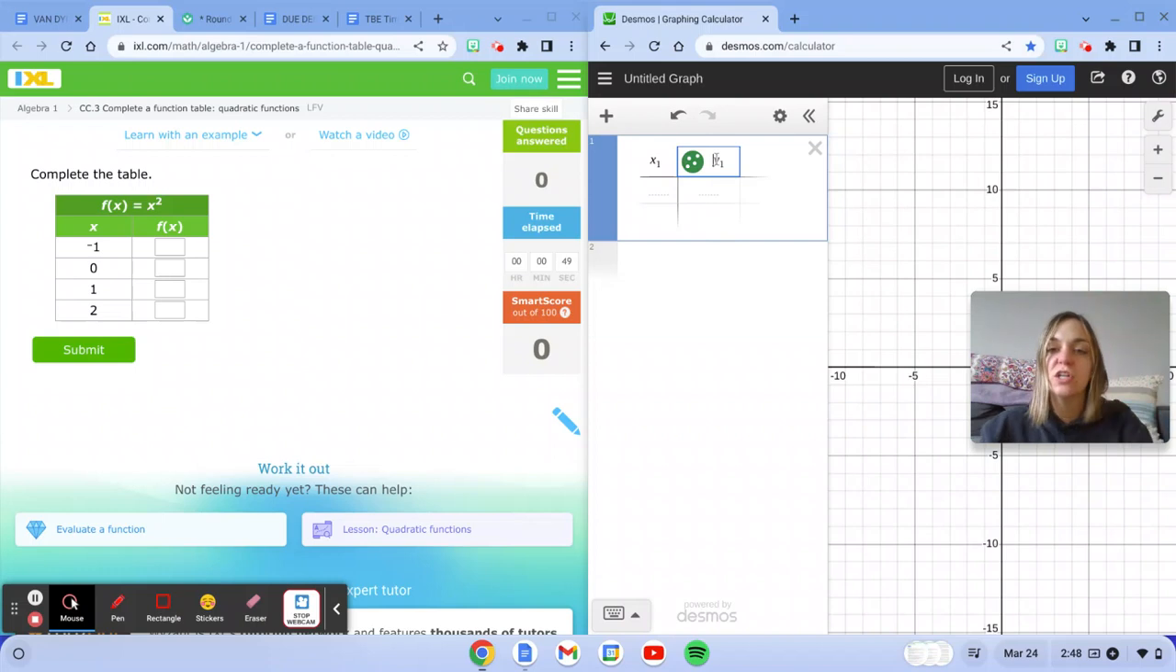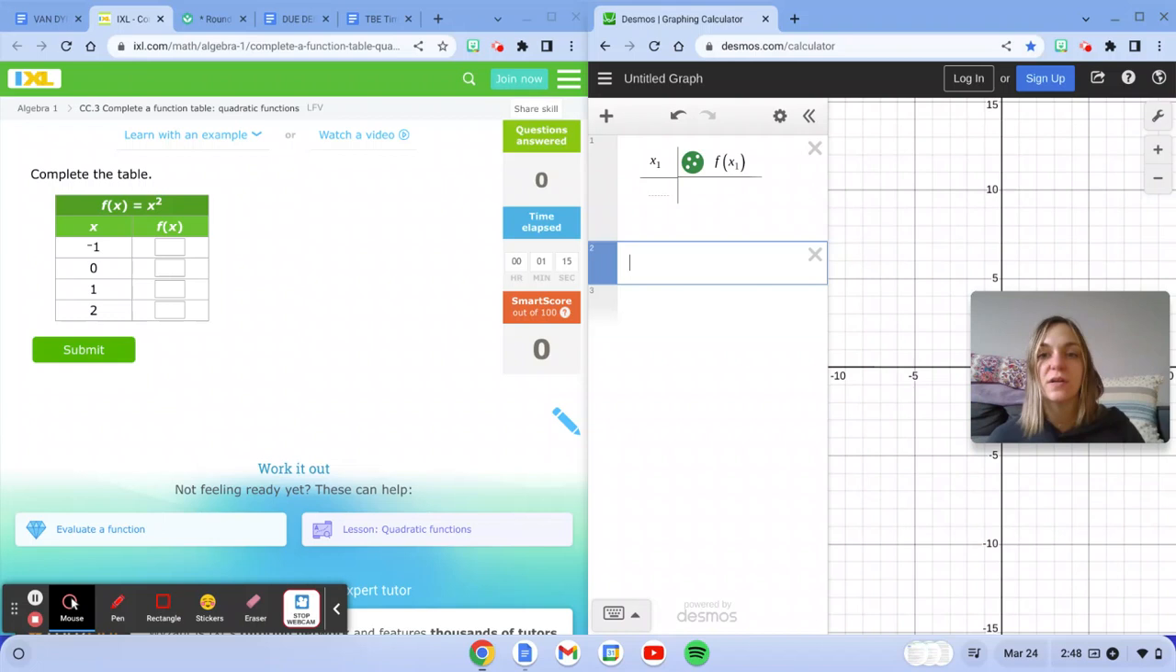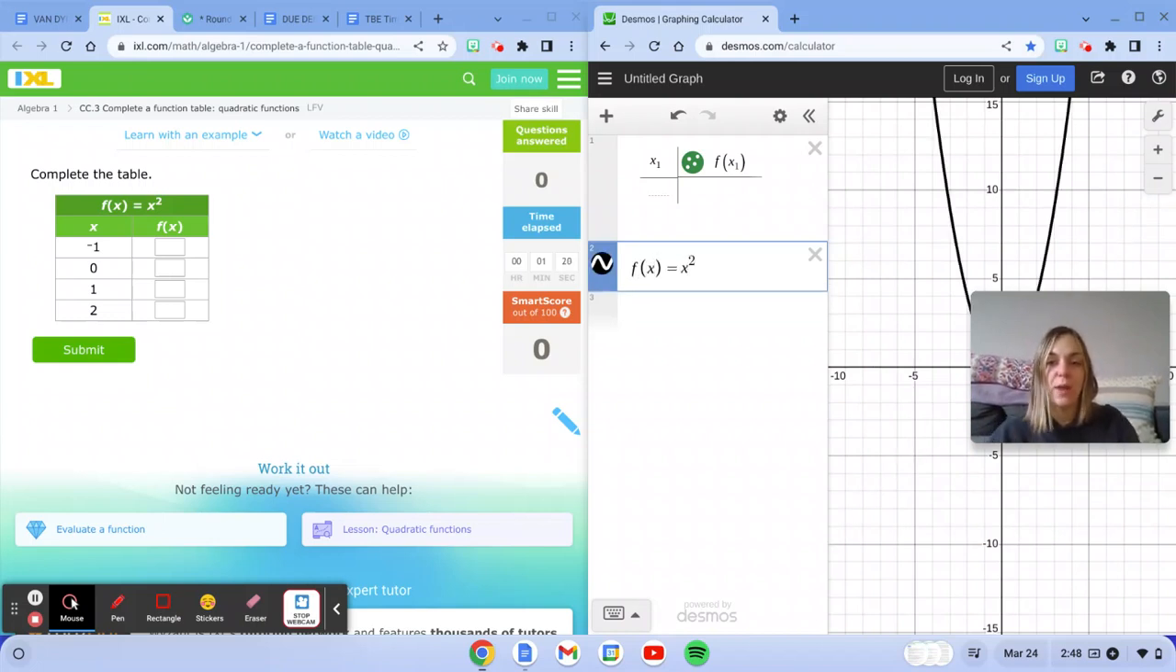I'm going to change this y sub 1 to f of x sub 1. So what I'm going to do is copy x with a little 1, and then type f parentheses, and then paste that x sub 1. Sub 1 just means little 1. Okay, so now I have an equation, and you have to label it f of x. So f of x equals x squared.